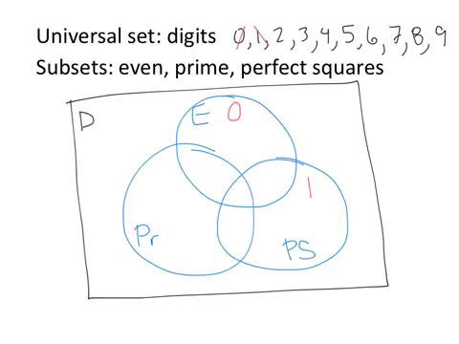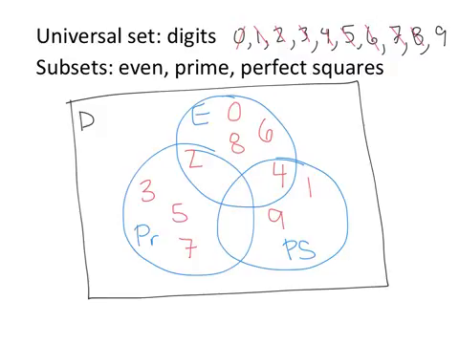2 is both even and prime, so it appears in the overlap. 3 is a prime number. 4 is a perfect square and even. It will appear in the region of overlap. 5 is a prime number. 6 even. 7 prime. 8 even. And 9 a perfect square but not prime.